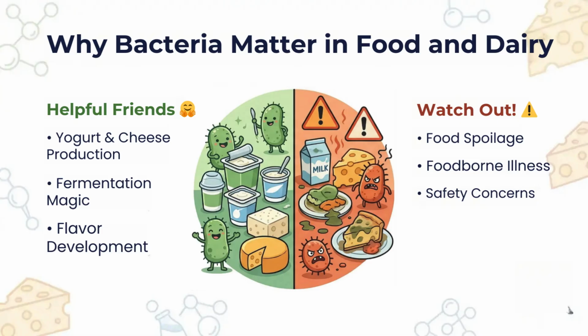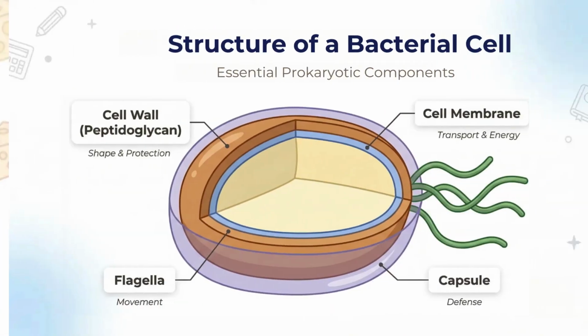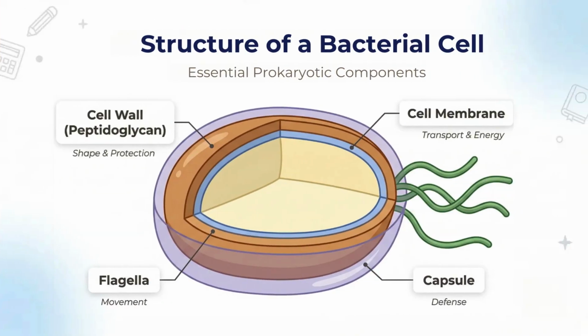Let us now examine the structure of a bacterial cell. A bacterial cell contains several essential components. First, the cell wall, which is mainly made of peptidoglycan. This structure provides shape and protection. Second, the cell membrane, which controls transport of nutrients and energy flow. Third, flagella, which help bacteria move. Finally, some bacteria possess a capsule which provides protection and helps the organism survive harsh conditions.